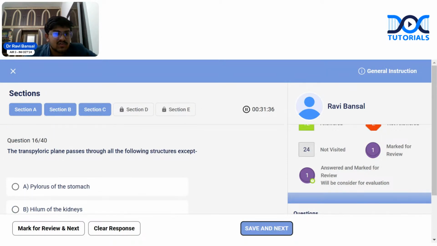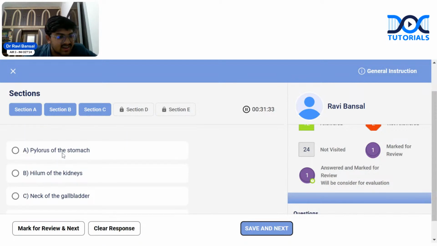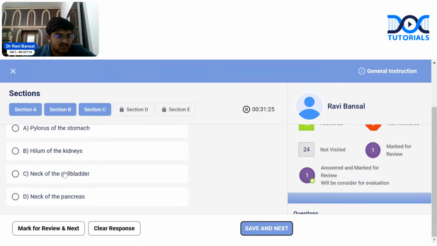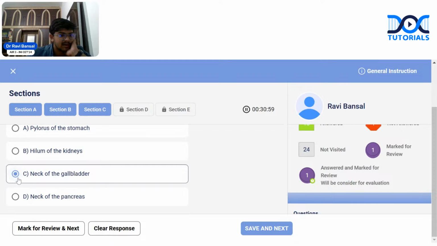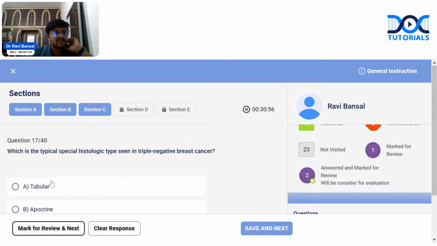Transpyloric plane passes through all of the following structures except. So pylorus of the stomach, transpyloric, the name says it itself. Hilum of the kidney, yes. Neck of the gallbladder and the neck of the pancreas. So neck of the pancreas is correct. Hilum of the kidney is okay. Pylorus of the stomach is definitely fine. I think this is not the neck of the gallbladder. I think it is the fundus of the gallbladder through which the transpyloric plane passes. I do not remember exactly what it was, but I think I'll mark neck of the gallbladder. I will review it later.